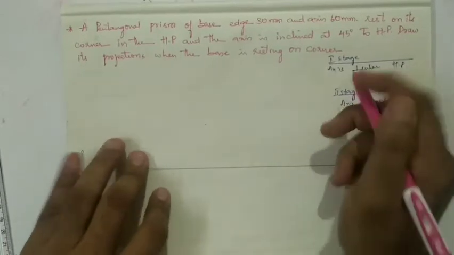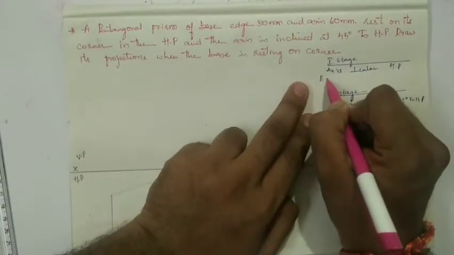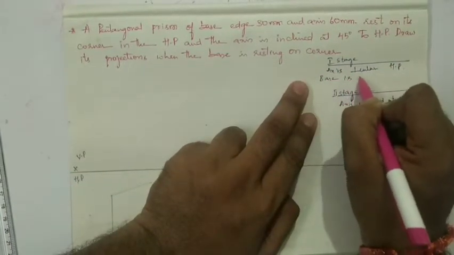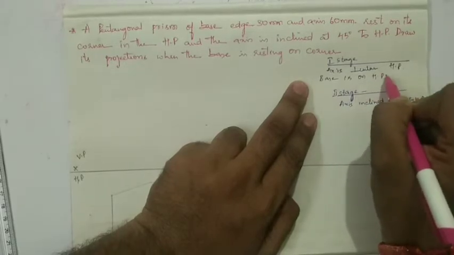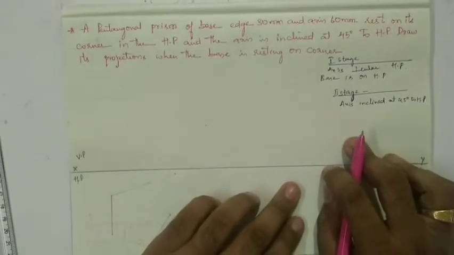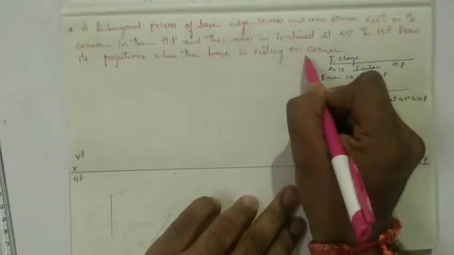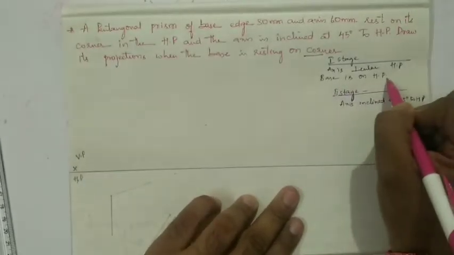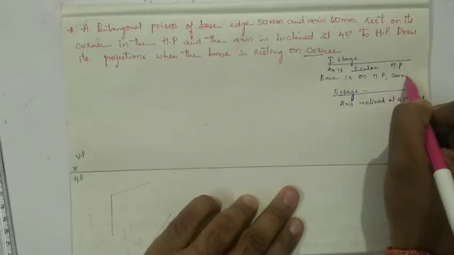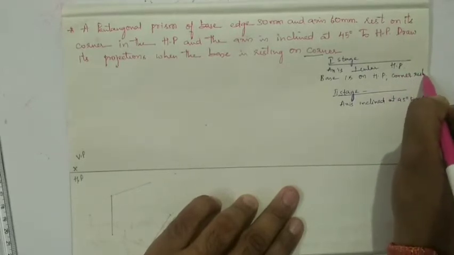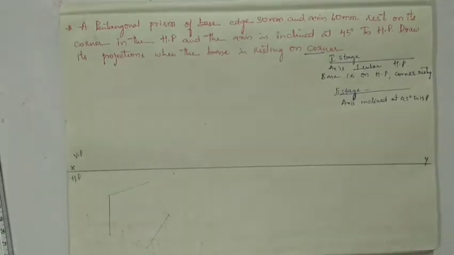When the axis is perpendicular to HP, where will the base be? The base is on HP. Afterwards, we need to check whether it is edge resting or corner resting. It is mentioned that it is corner resting. So the base is on HP and corner resting. This is what we need to do.